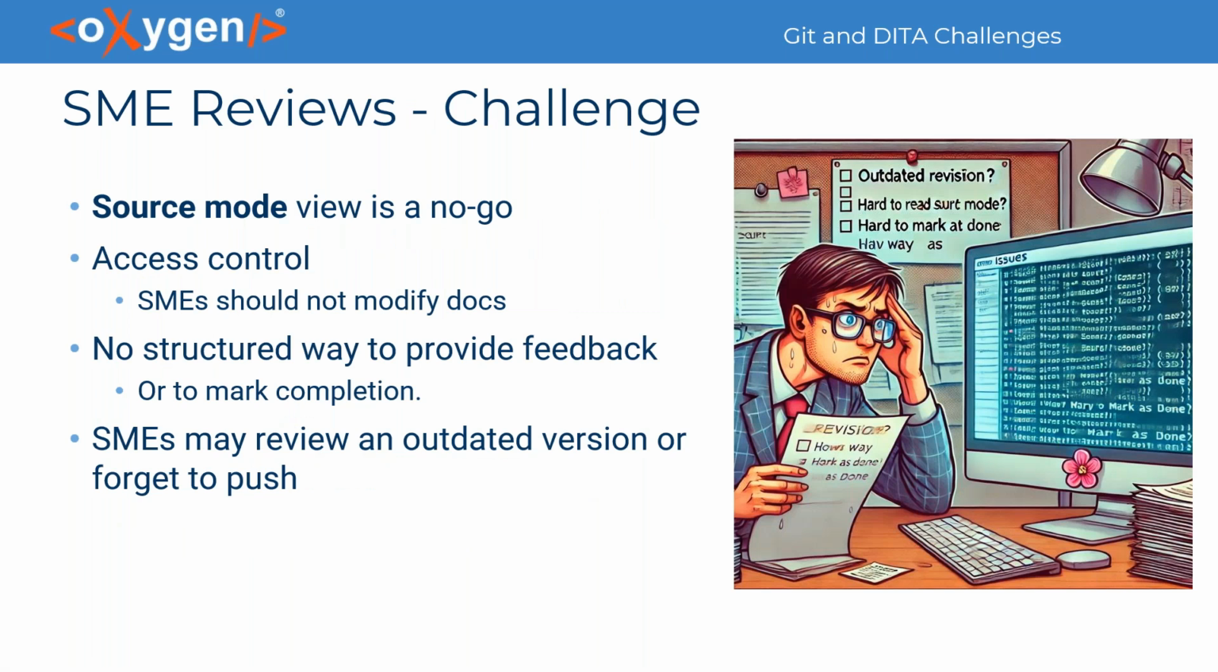So first of all, the challenge with the reviews from subject matter experts is that they don't understand the source mode of XML, so you need to show them a visually rendered document. Another problem is with access control. What documents do you want to let them modify, and what documents you don't want? The lack of structure, and also if they have access directly to the Git repository, they might look at the wrong version of the content that they review.